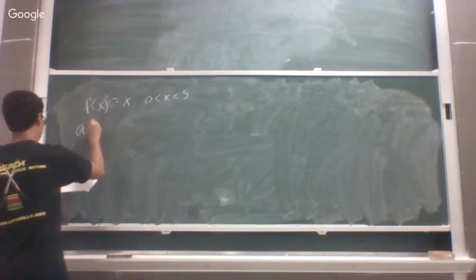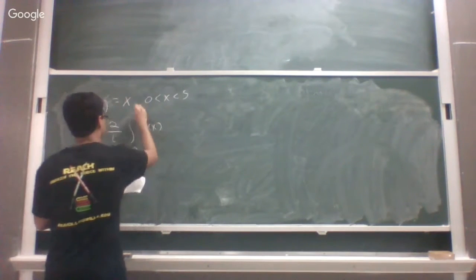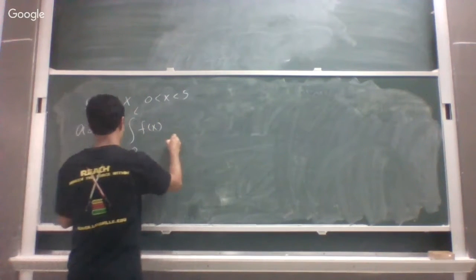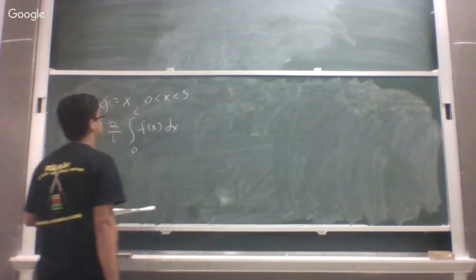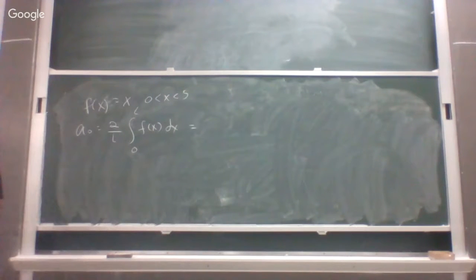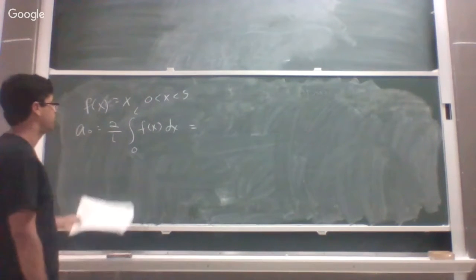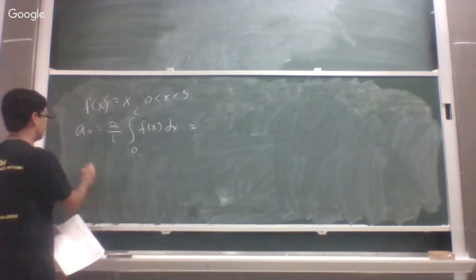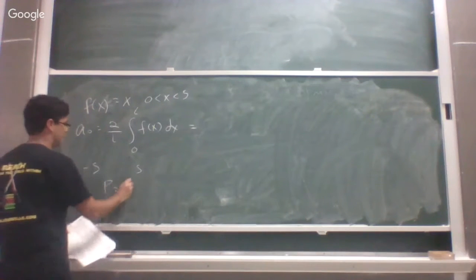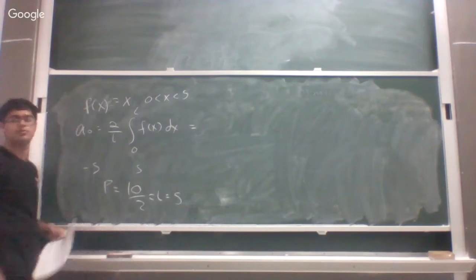So our a sub naught is equal to 2 over L, going from 0 to L, f of x dx. So what is our L value in this? It is 5. The 0 to 5 does not mean that the period is from 0 to 5. The period would be from negative 5 to 5, which is equal to 10. 10 over 2 is equal to L, which is 5. Okay?